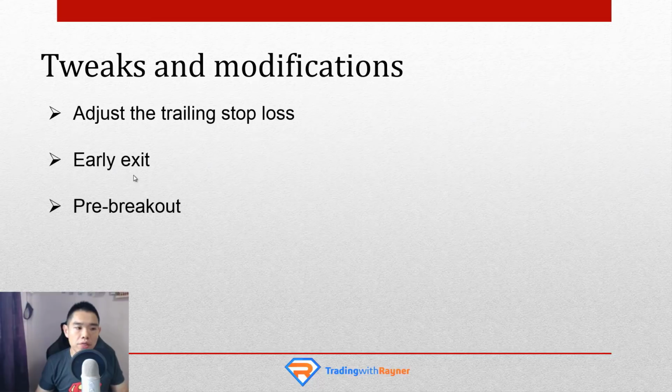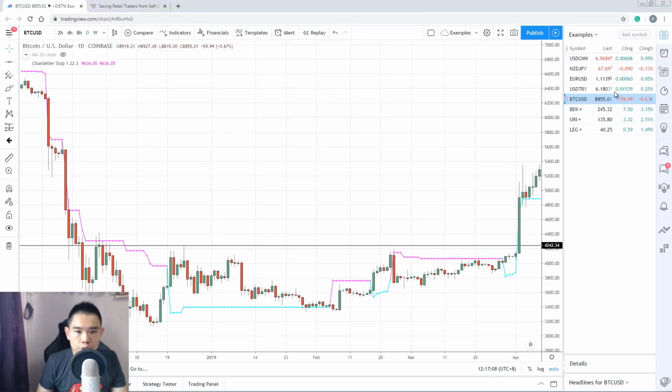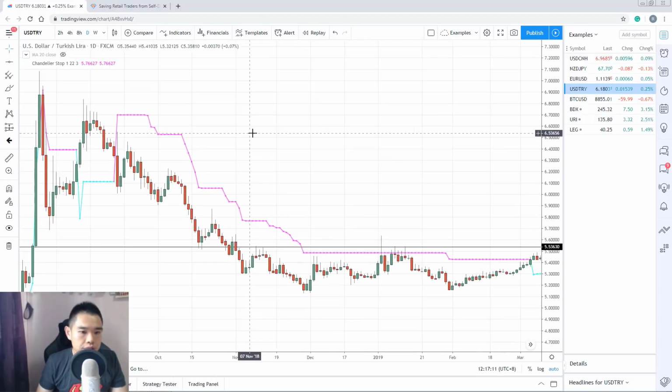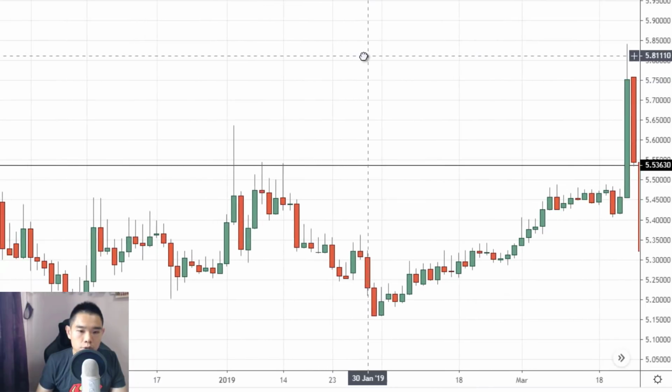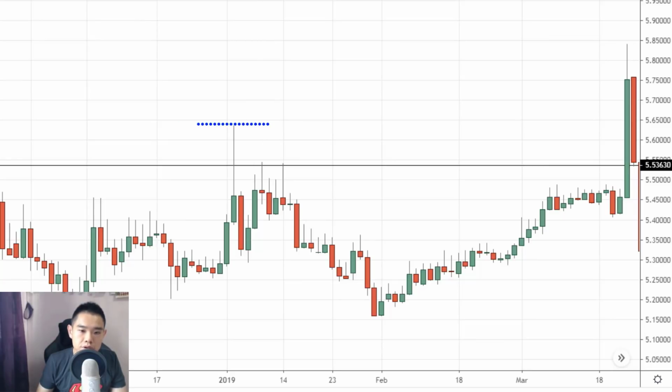Number two, you can go with an early exit. This technique allows you to reduce the size of your losses. Let me explain how this works. If you recall, previously the dollar against the Turkish lira, the market actually did a false breakout. You can see that over here, let's say you had a buy stop order above this high, the market breaks out and the next candle it reverses back against you. At this point, it might not have hit your trailing stop loss yet, but you could exit this trade earlier.